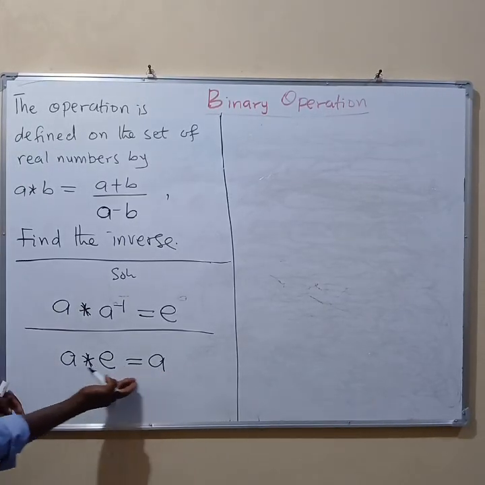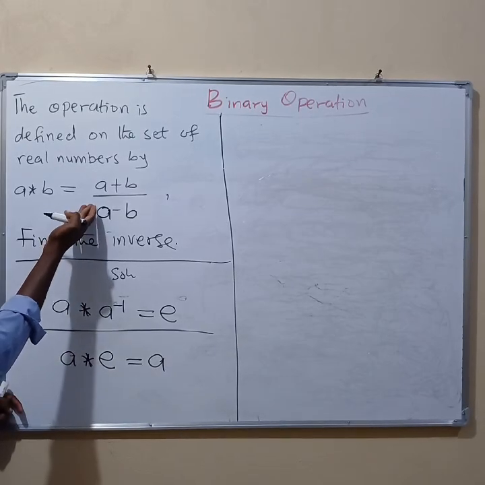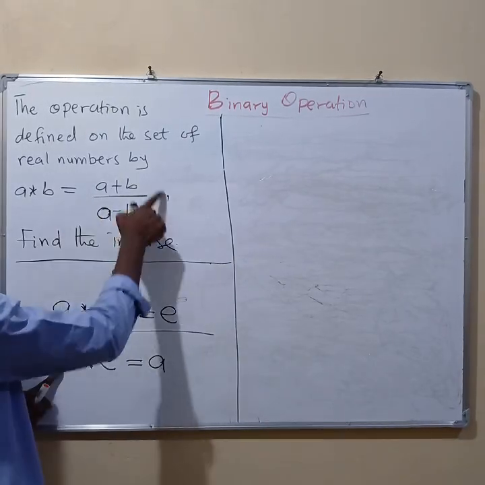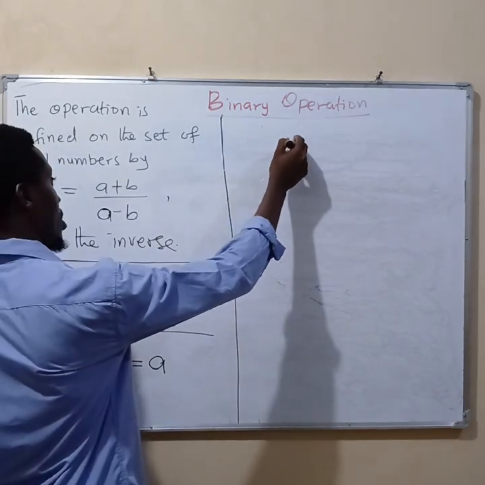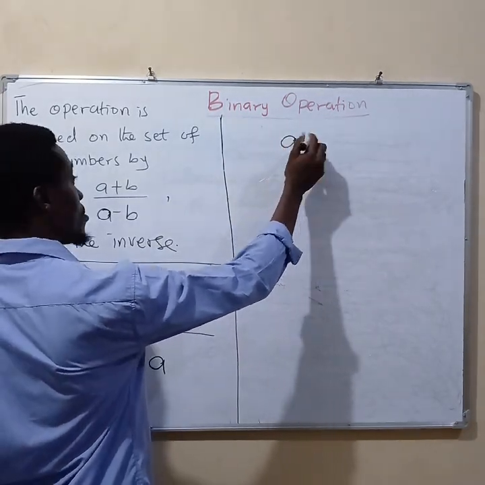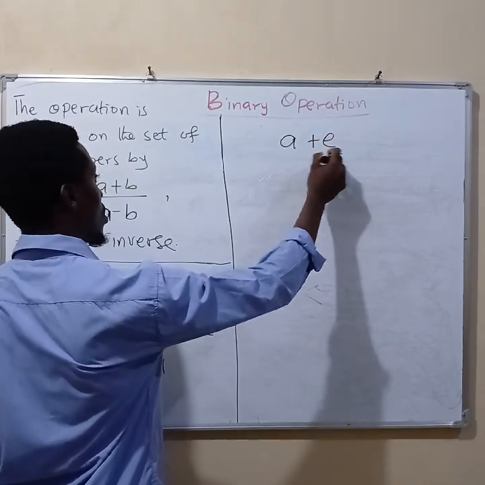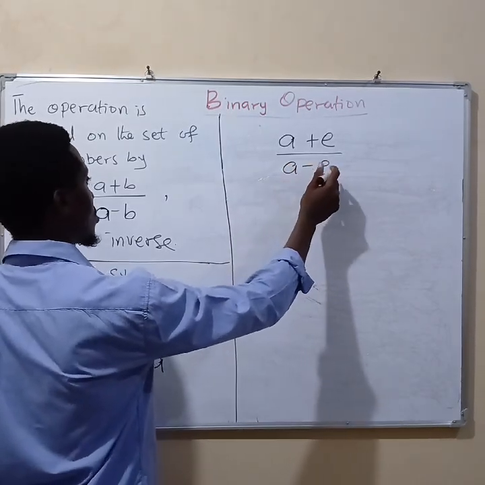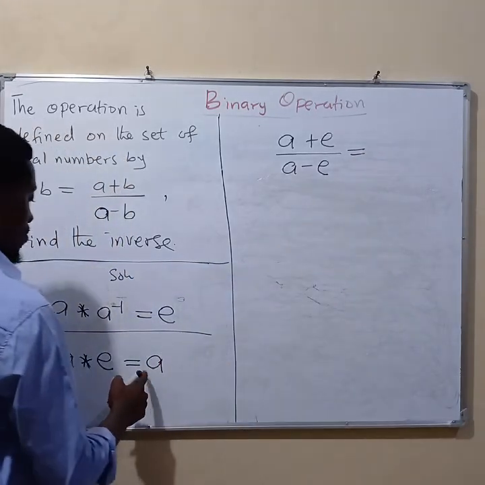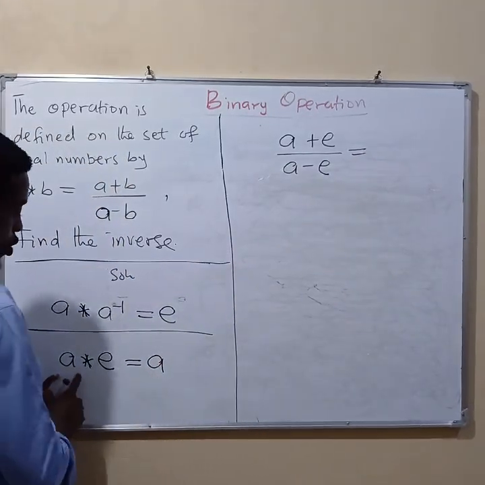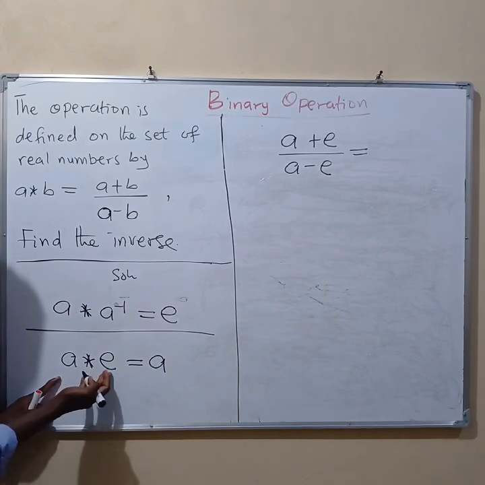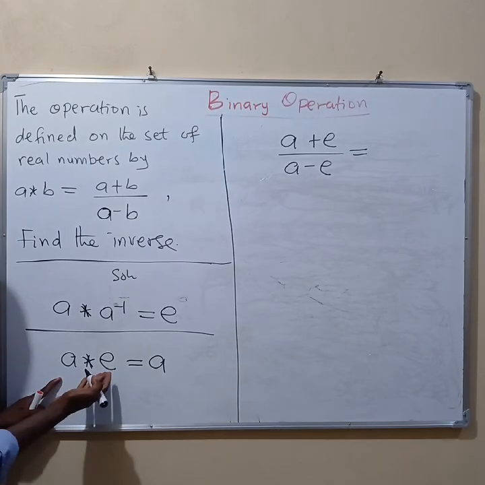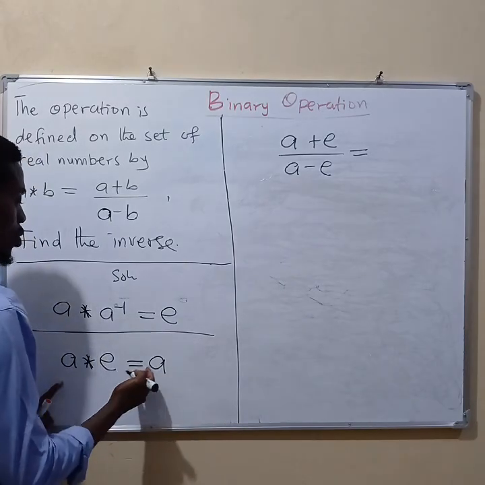So we take this identity element and then we do the substitution. Our A operation E is going to be equal to A plus E all over A minus E, which is equal to what? A. So this is what we wrote: A operation E is equal to A. We are just substituting. First of all, we are doing A operation E, and that's what we've done here.